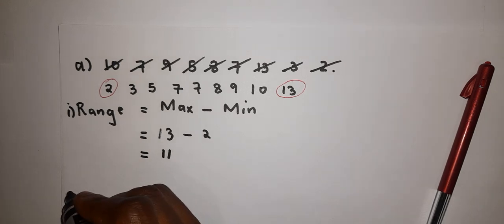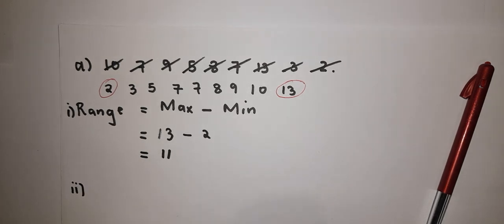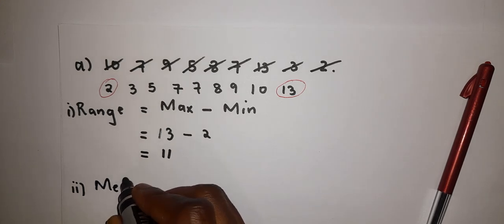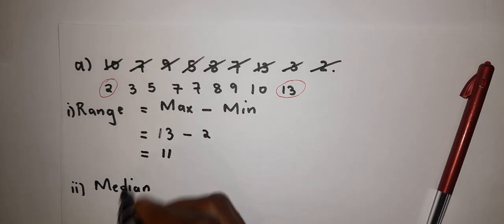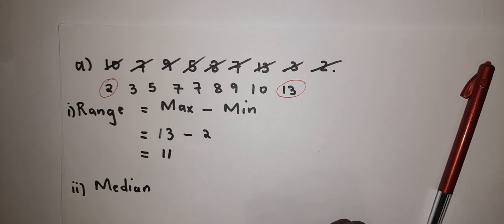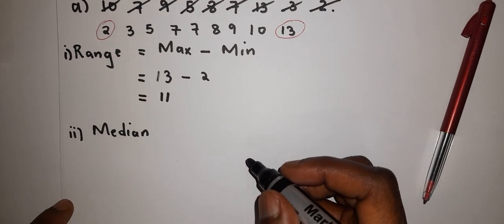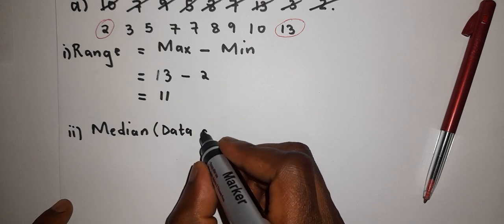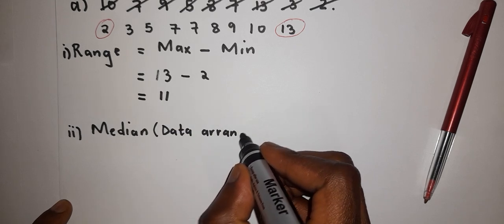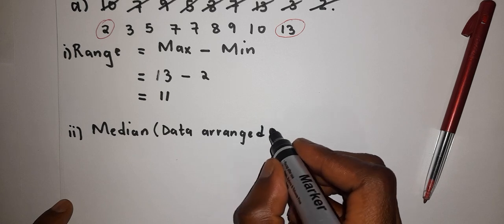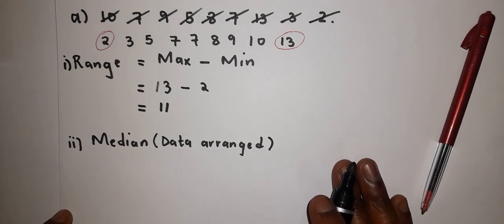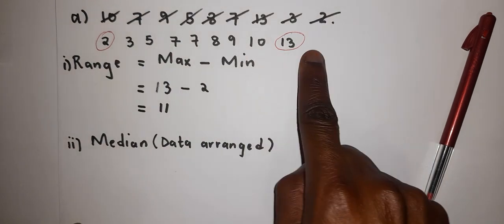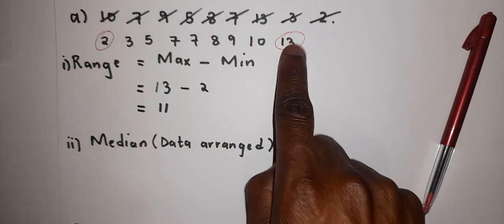Right, second question, we need to calculate the median. So the median, this is the middlemost number. And then you can only find your median if your data is arranged. So let me just make a note. This works if your data is arranged. Right, and if you can remember, grade 10s, we've just done that right now. So we have arranged our data from the smallest to the highest.